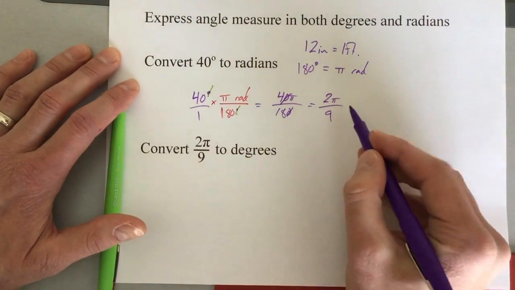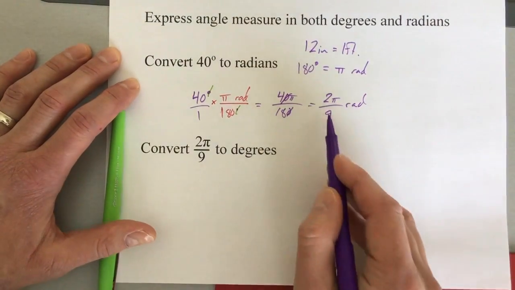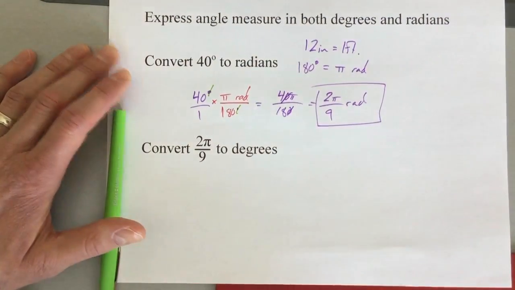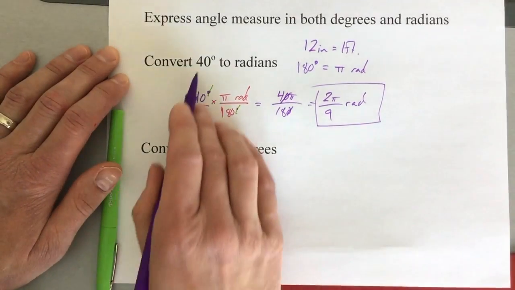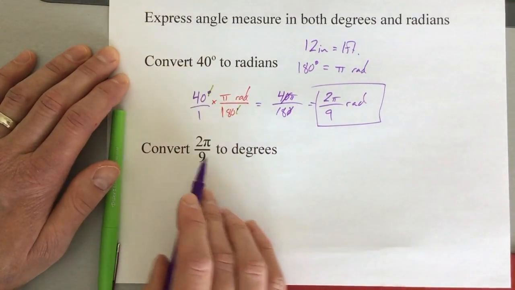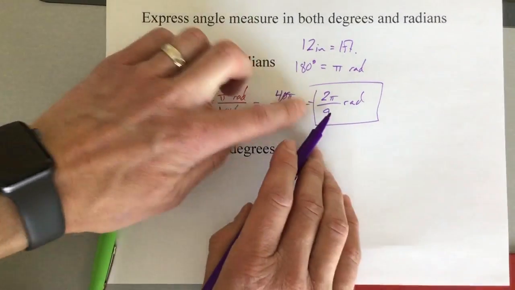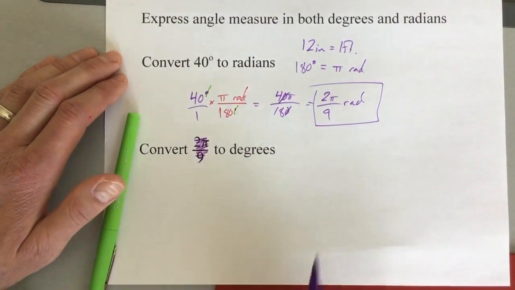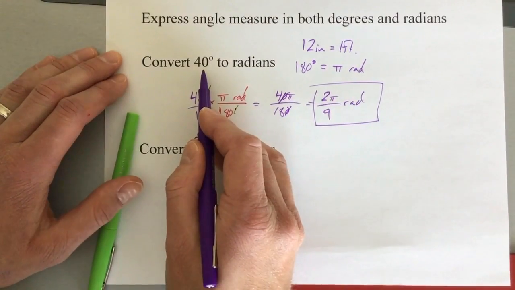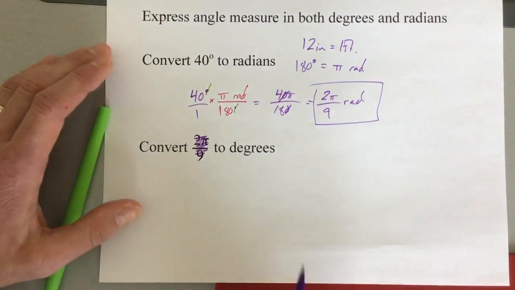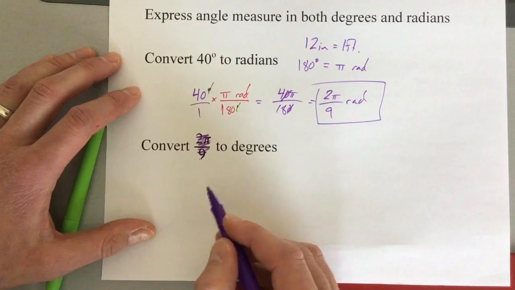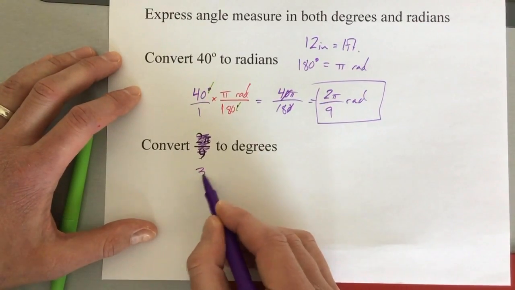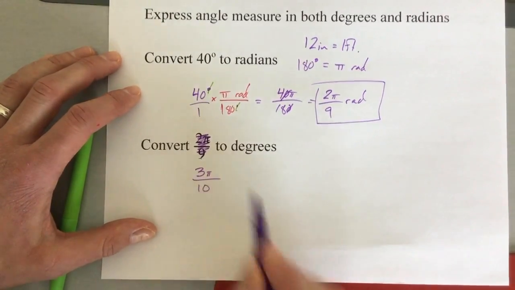Now this is a little embarrassing, and I've already come this far in the video, so I'm not going back and changing it. But I didn't realize when I created these two questions, I actually had the exact same measurement both times. So let's change this 2 pi over 9 into something else, because we just learned that 2 pi over 9 is already 40 degrees. Let's change it to something so we can actually do a conversion for real. So let's just change it to 3 pi over 10.